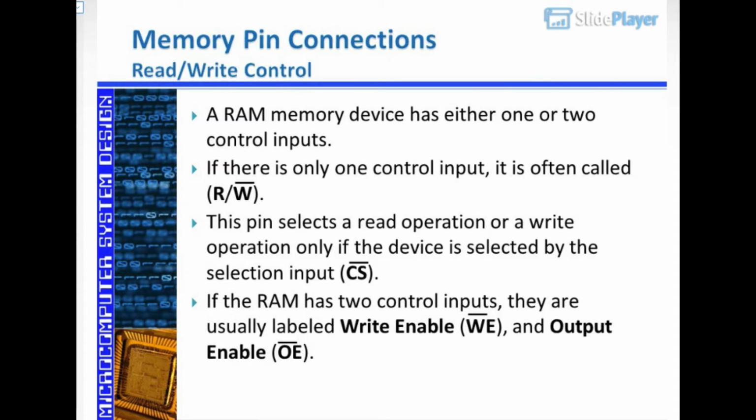Memory pin connections. Read/write control. A RAM memory device has either one or two control inputs. If there is only one control input, it is often called R/W. This pin selects a read operation or a write operation only if the device is selected by the selection input, CS. If the RAM has two control inputs, they are usually labeled write enable (WE) and output enable (OE).